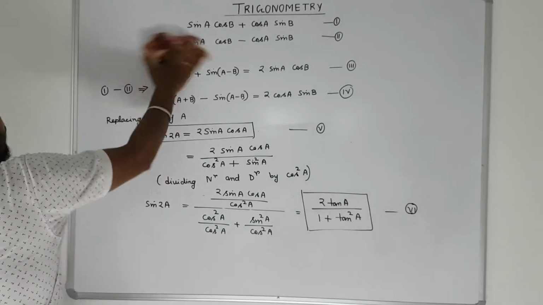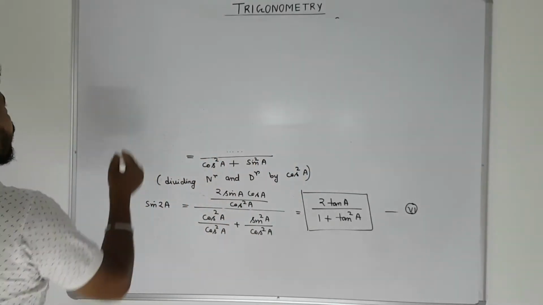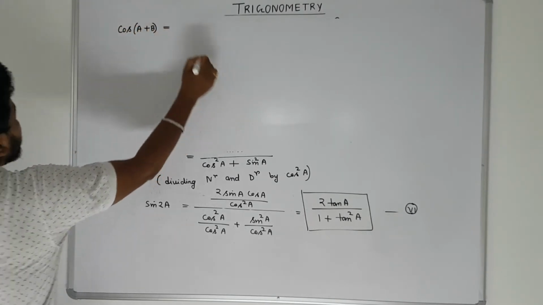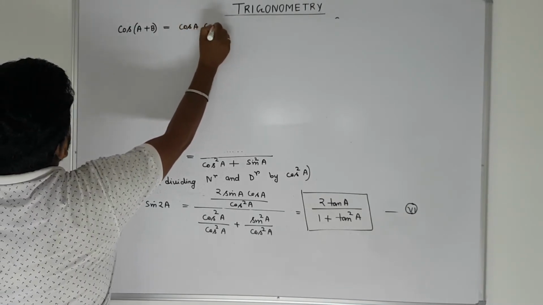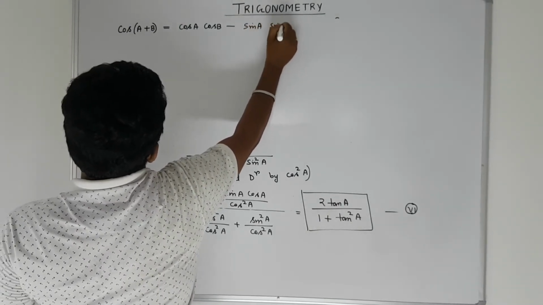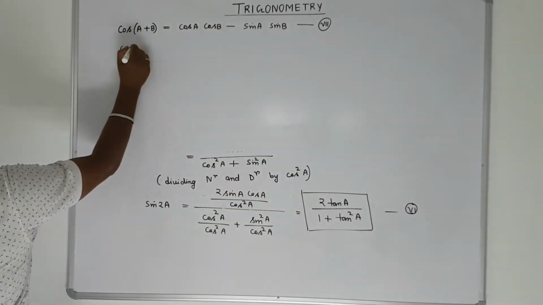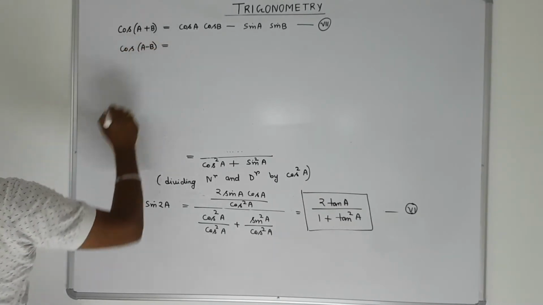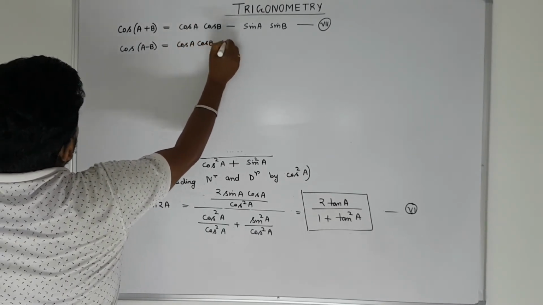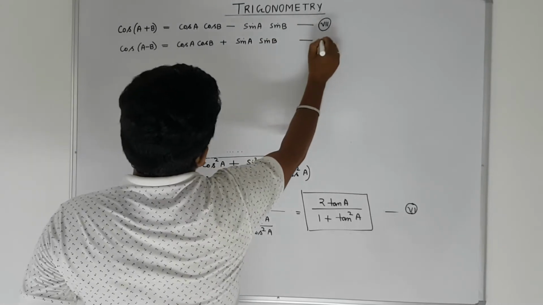Now we will discuss about cos. What is cos(A+B)? cos(A+B) is cos A cos B minus sin A sin B. This is number 7, and cos(A-B) is equal to cos A cos B plus sin A sin B. This is number 8.